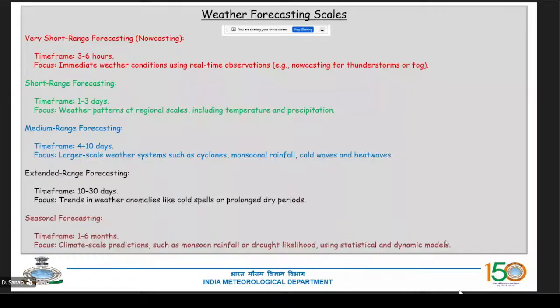But 3 to 7 days or short range forecast is useful for your day-to-day planning, then travel, and it has application in all the sectors including agriculture. So for example, if you know that it's going to rain after 3 days, and you are going to irrigate your farm, you can delay your irrigation because it's going to rain anyway. And it is also useful for disaster management, and it has applications in health, power sector, and so many. So the different ranges are there in the weather forecasting, and each has its own application.